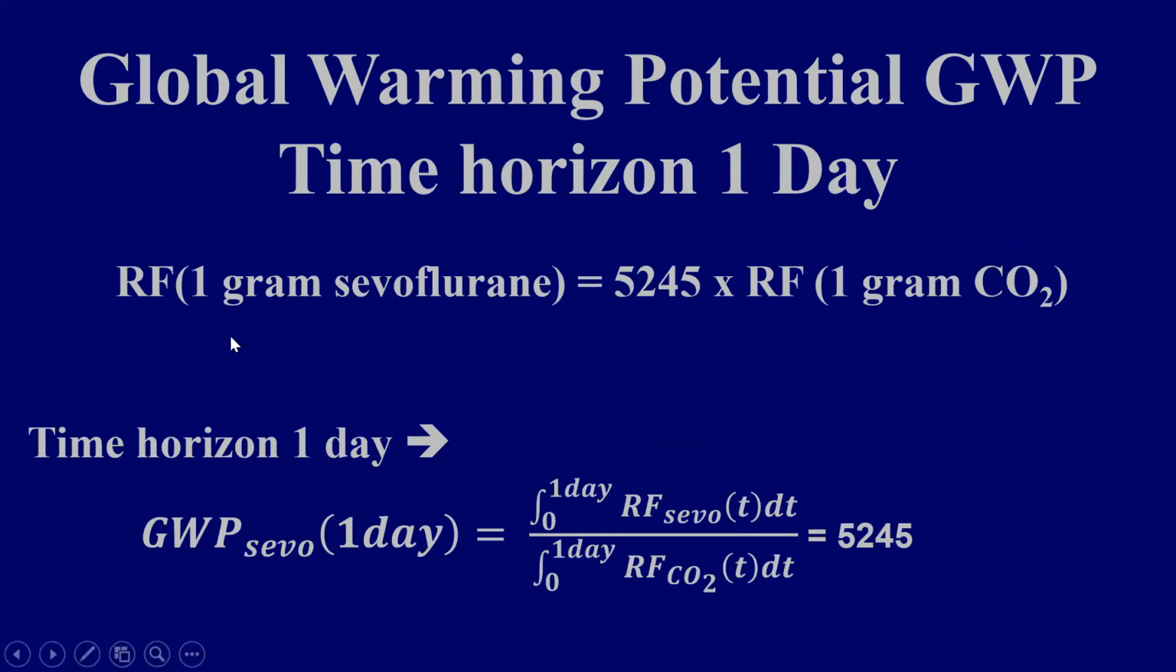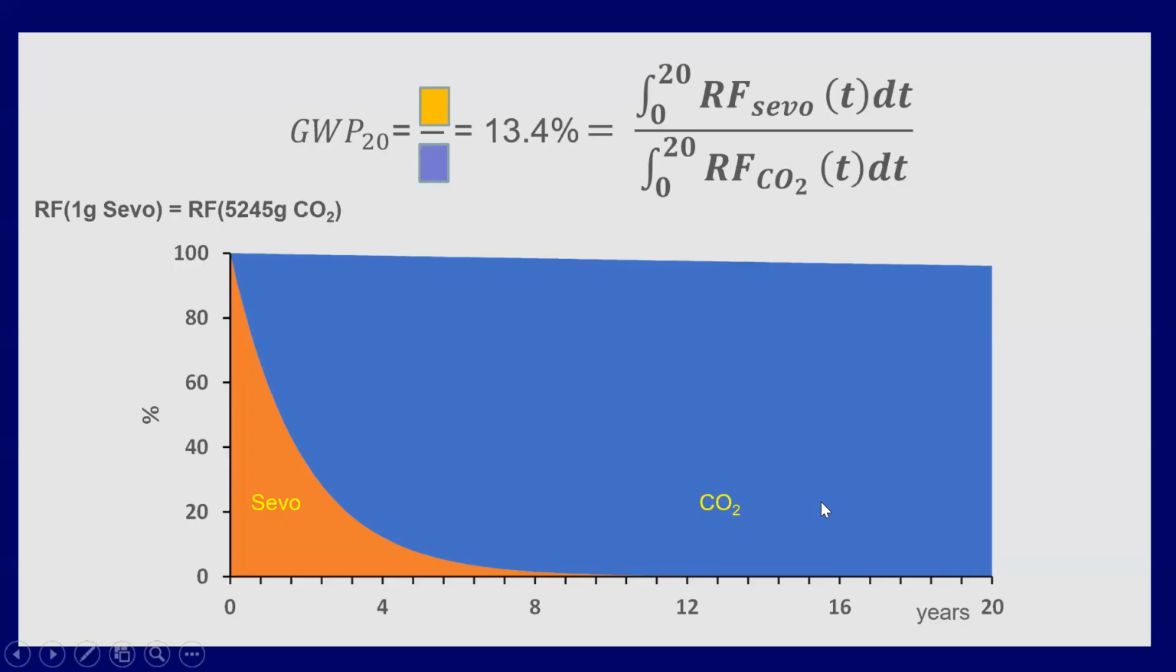So we know that the radiative forcing of 1 gram of sevoflurane is 5,245 times that of CO2. So for instance, if we would want to know the global warming potential over a time horizon of 1 day, and assuming that nothing has decayed over 1 day, then this value is 5,245. So the global warming potential over a time horizon of 1 day is 5,245.